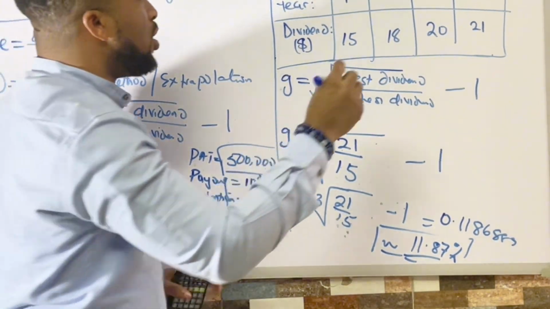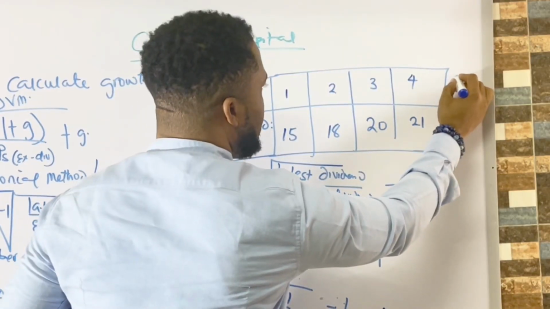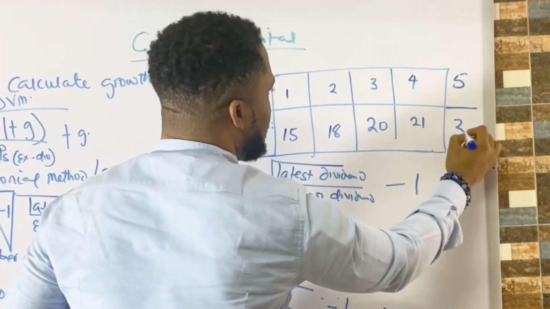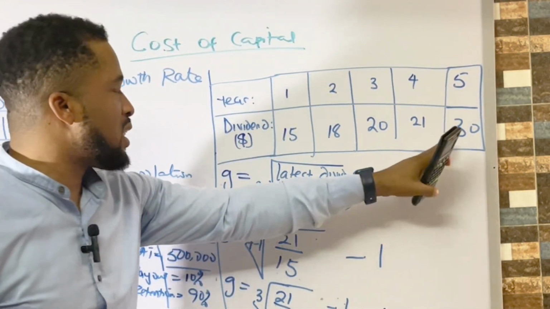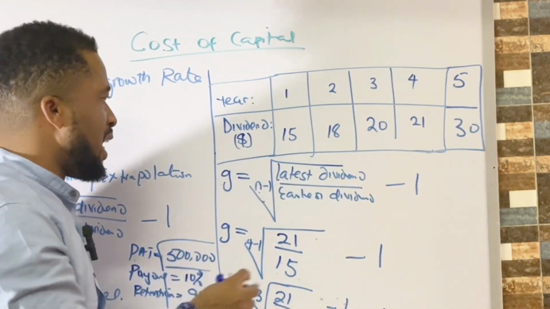What you do for me, go to the next. Let's say this becomes 5 and this is now 30. All right, what do you think will be the growth rate in this case? All right, please put your answer in the comment section.